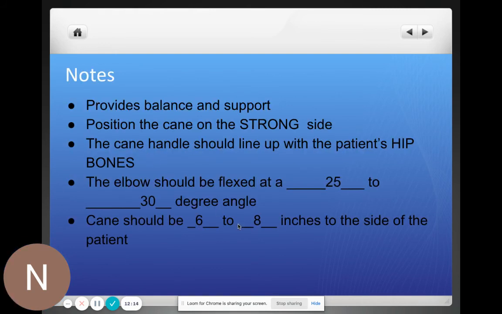And here are your answers. This one, cane should be 6 to 10. Sorry.